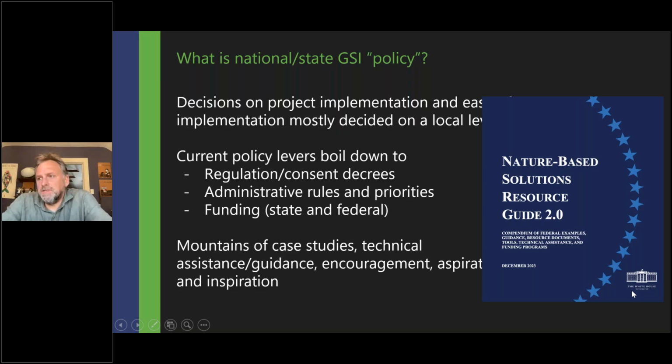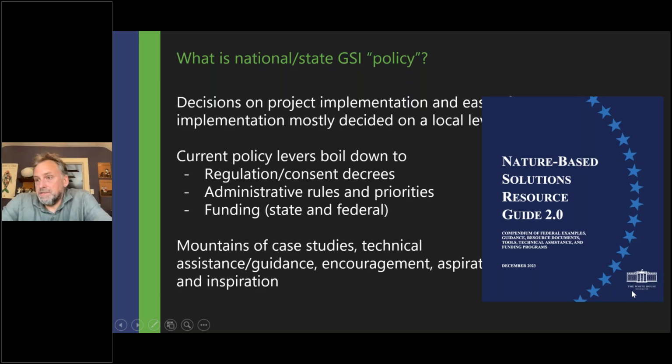There are policy levers, they're not usually specific to GSI, but levers that drive investments that can include GSI. And these are the sort of drivers that have driven implementation to date. Most significantly, they're regulatory. Most of the best known urban GSI efforts were at least started or driven by CSO consent decrees.